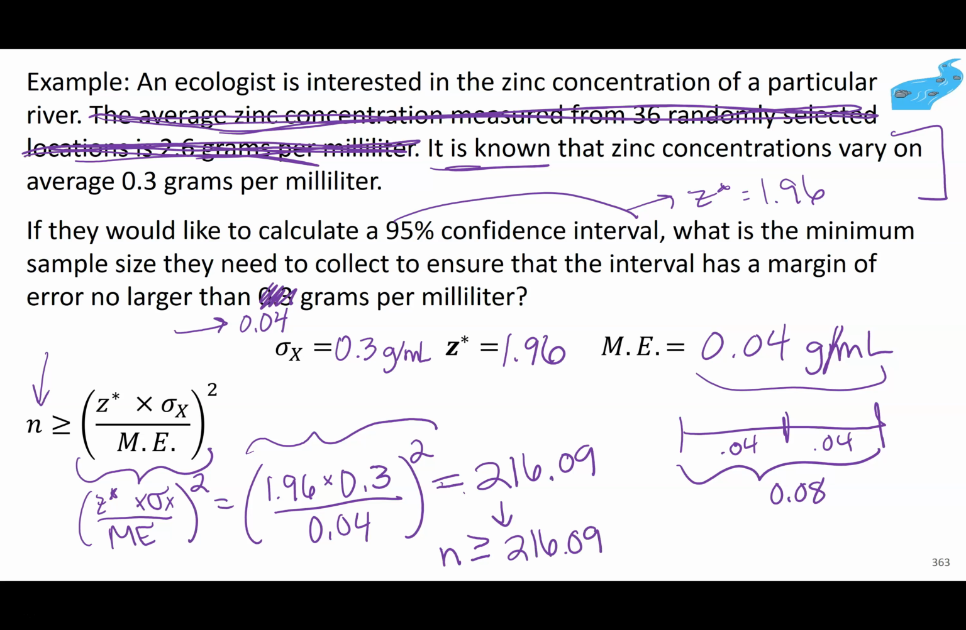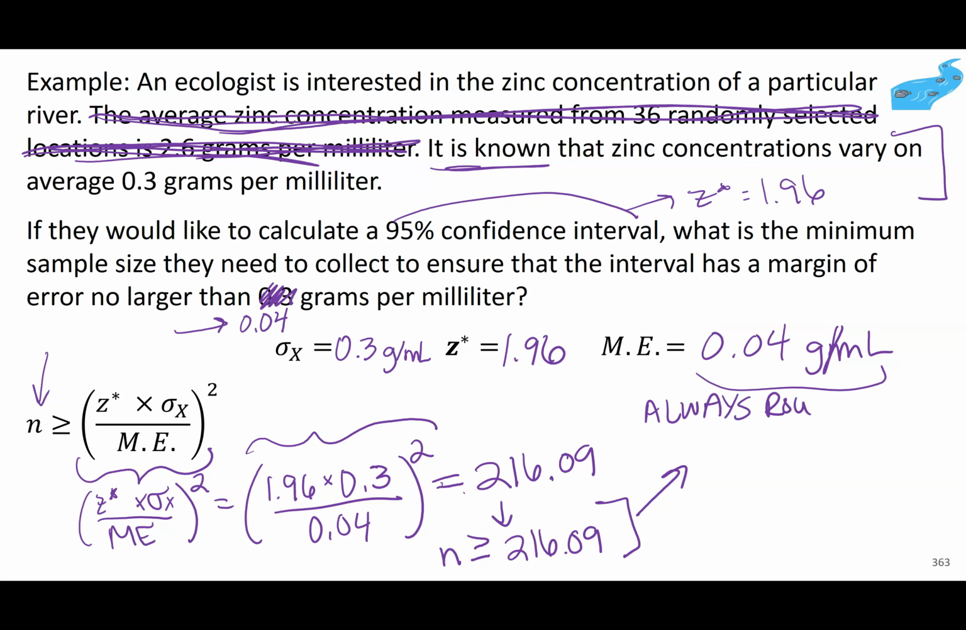Haven't quite finished answering the question yet. Things to think about. 216 won't be enough, right? If you need a sample size of at least 216.09, 216 locations won't be enough. You also can't randomly sample 216.09 locations, right? You have to sample a whole number. So always round up. If it's a whole number, you can keep it.